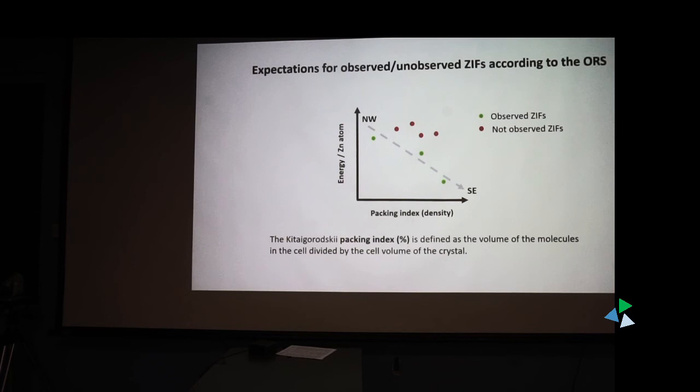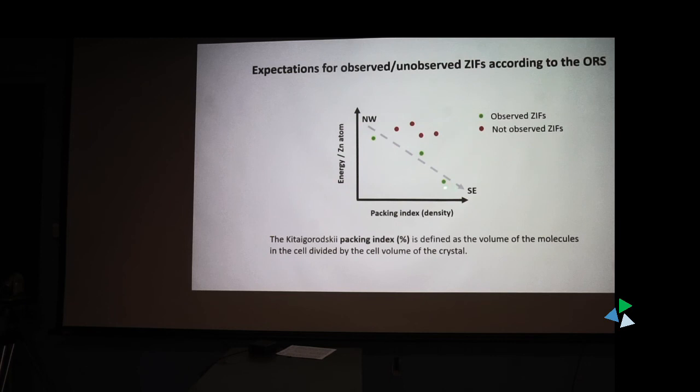What we expect, if we plot a diagram like this, is the energy of the structure per zinc atom as a function of the density or packing index. Okay, here I define the packing index. Actually, we chose to represent this quantity instead of density. The Kitaigorodsky packing index is defined as the volume of the molecules in the unit cell divided by the cell volume of the crystal. So the packing index is expressed in percent.